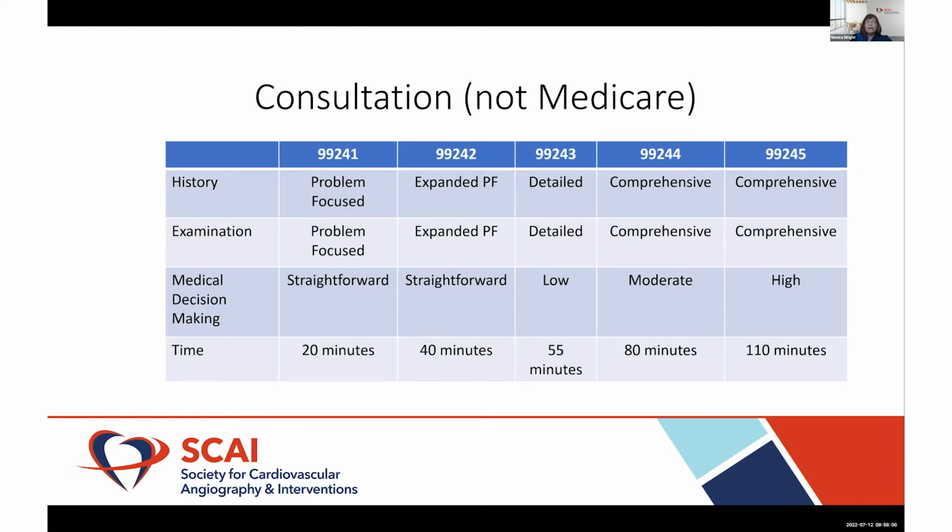Consultations require the levels of complexity to be met for all three components in order to bill that level of service. For example, a consultation with a detailed history, comprehensive exam, and high medical decision-making would be billed as 99243 because it did not meet the highest level of service for all three components to bill a 99245.